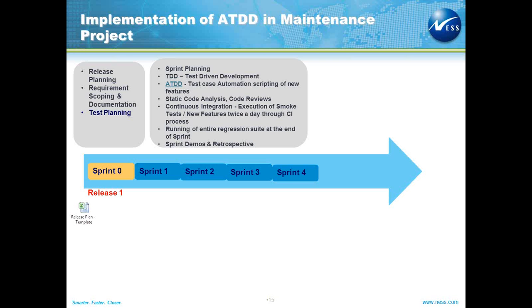There is continuous integration where the build gets deployed onto the test environment twice a day, and the execution of smoke tests for new features happens twice a day through the CI process, which helps us detect defects early in the life cycle. We run the entire regression suite that is being created release over release at the end of the sprint, and there are sprint demos and retrospectives.